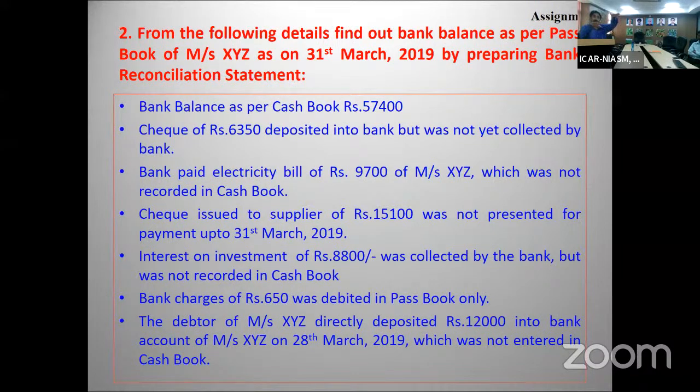Like this has happened. Passbook balance has become more. And again, cash book balance is given, and what do we have to do with the cash book only? What do we have to do to make it equal? We have to add it. Add interest credited by the bank, but not recorded in the cash book.